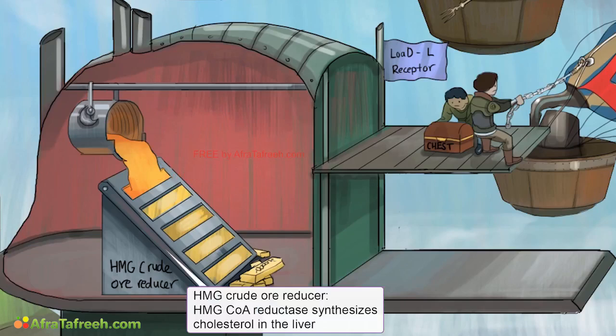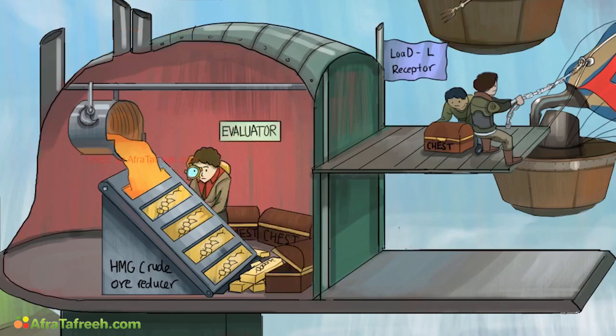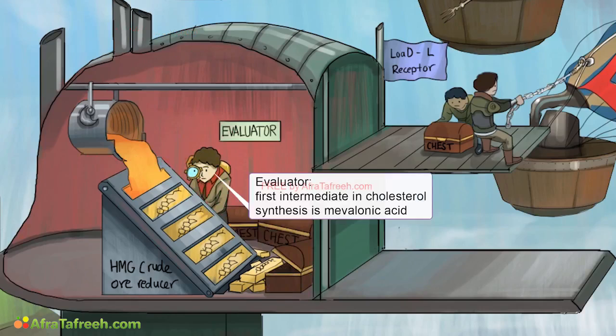HMG-CoA reductase will be represented by this HMG crude ore reducer, responsible for the production of more cholesterol gold bars. The first intermediate made is mevalonic acid, or mevalonate, embodied by the evaluator inspecting the gold ingots as they pass by. This freshly synthesized mevalonate undergoes a few more conversions by various hepatic enzymes before turning into our final product, cholesterol. If not used for the synthesis of bile acids, cholesterol can be repackaged for transport back into the circulation. So back into the cholesterol ester chest it goes.